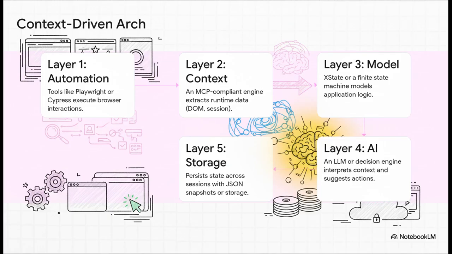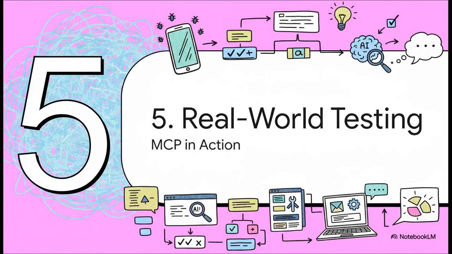It knows all the valid states and user flows. Then, in layer 4, an AI or some other decision engine takes the live context from layer 2, compares it to the rulebook in layer 3, and tells the test what to do next. Layer 5 just saves the results. It's a perfect feedback loop. Action, observation, decision, repeat.